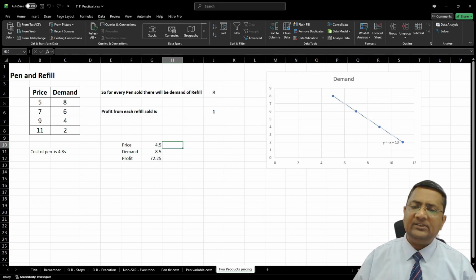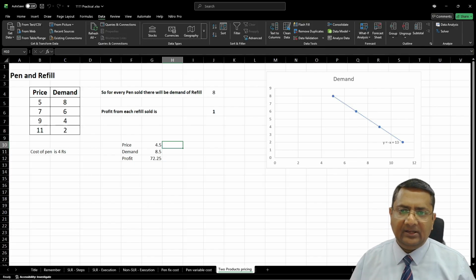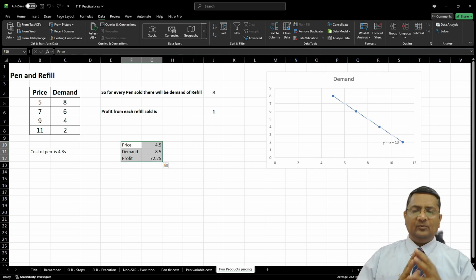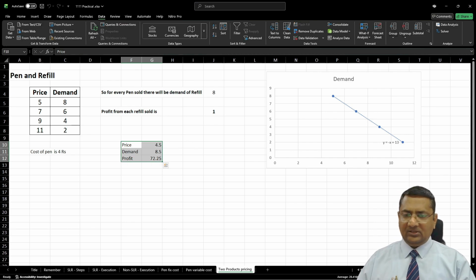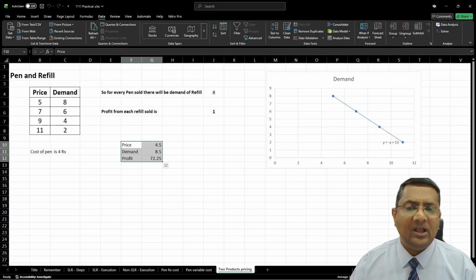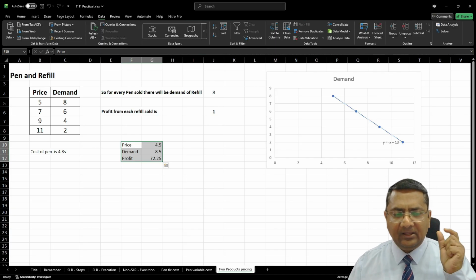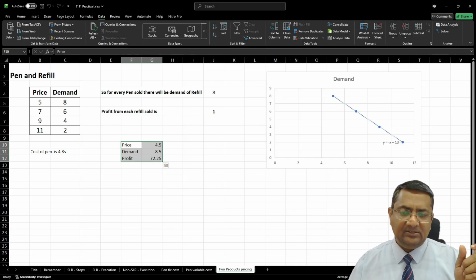Now see, the solver has given the answer that the maximum profit you will earn is if you sell your pen for 4.5 rupees. Okay, fine. So this is the way how we can predict or calculate the optimum price for earning maximum profit.